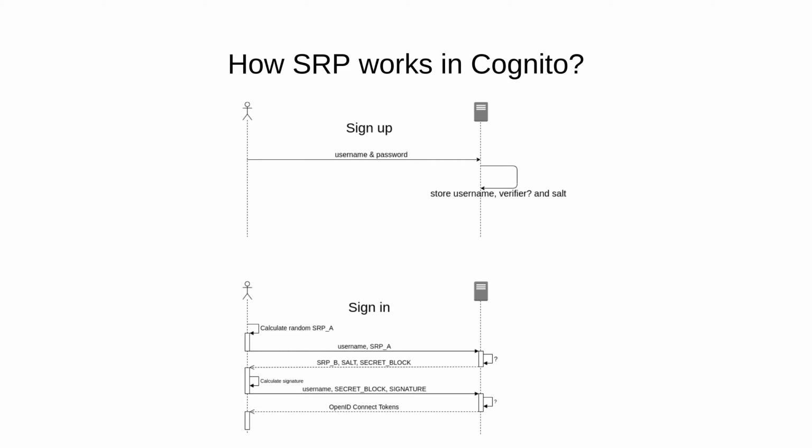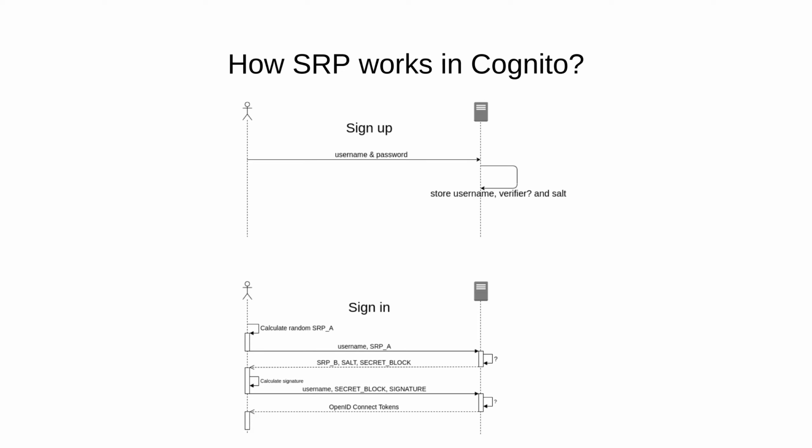Okay, so how does SRP actually work in Cognito? It starts pretty much the same. Upon sign up, we send the username and password, and the server, this is just my suspicion because I don't really know what happens on the server, but basically it has to store the username, the verifier, and the salt. Now, when we sign in, during the authentication process, it starts very similar. We generate a random SRPA value, and we send this SRPA together with our username to the server.